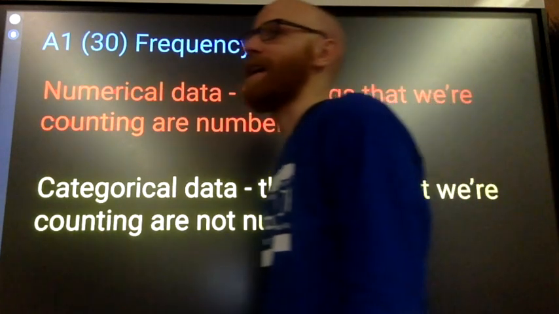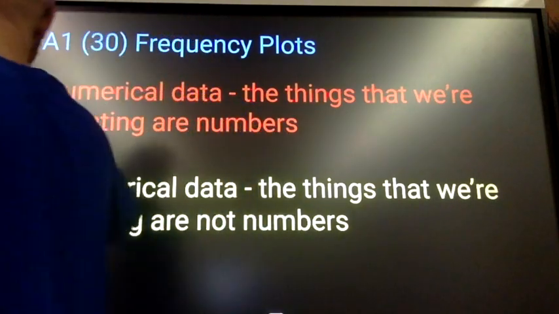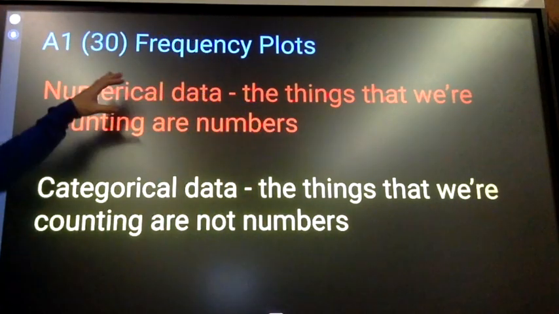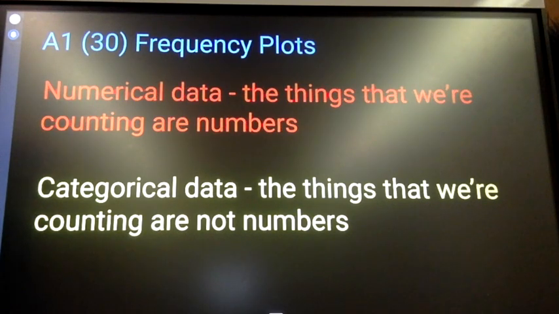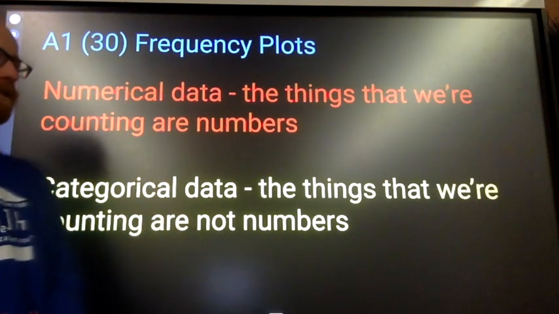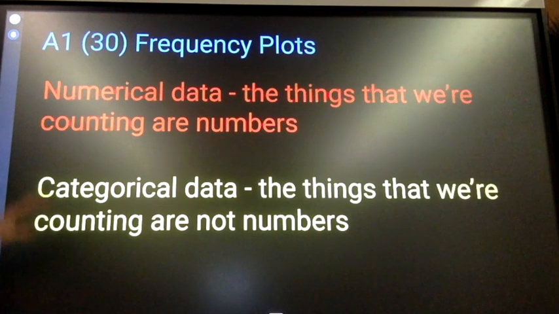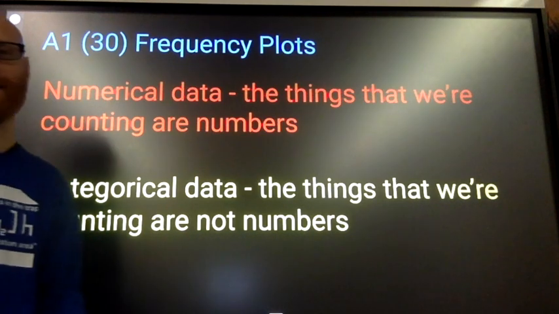We divide data up into 2 basic types: numerical data, categorical data. Numerical data is numbers, right? So if you're finding the frequency of numbers, you're saying how many 5s are in this situation or how many 9s are in this situation. Categorical data is anything that we're counting that's not numbers.